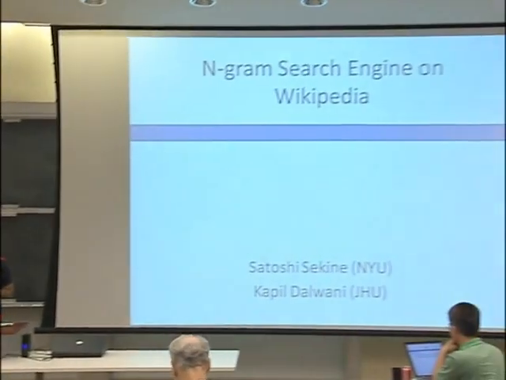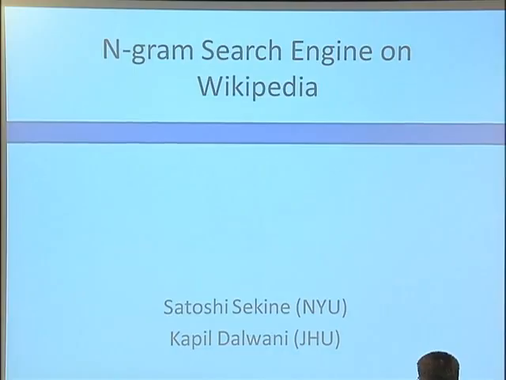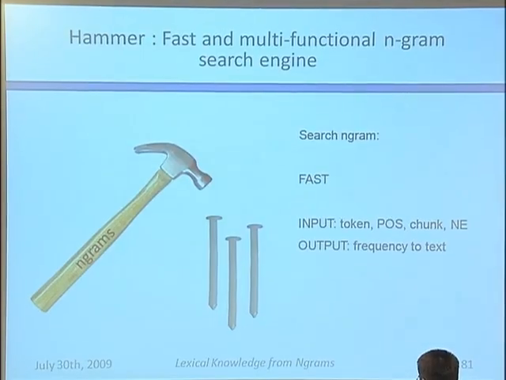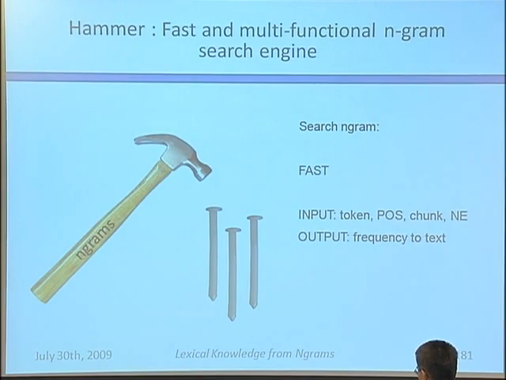I've been working with Professor Satoshi for the past few weeks to build an Ngram search engine. Currently the search engine works only on the Wikipedia data, but you can extend it to any data source of your choice. Working on the same theme of hammer and nail, our task is to build a hammer, which is a multifunctional fast search engine.